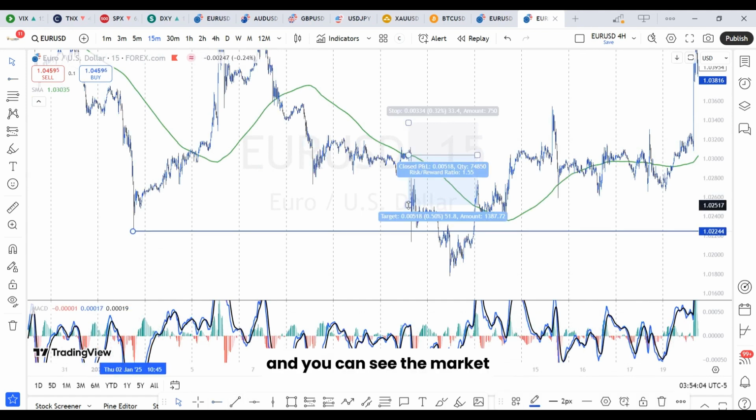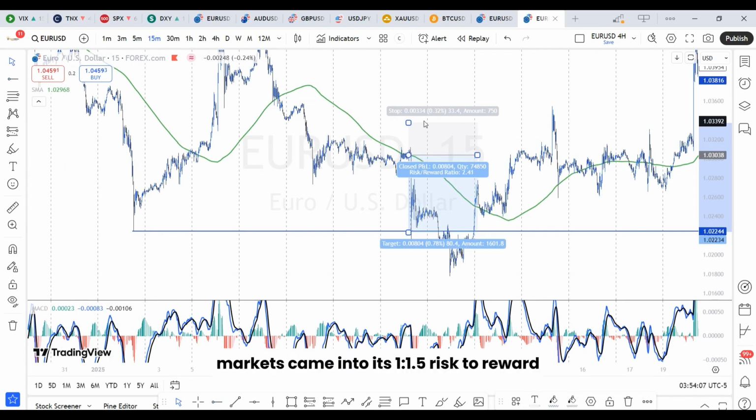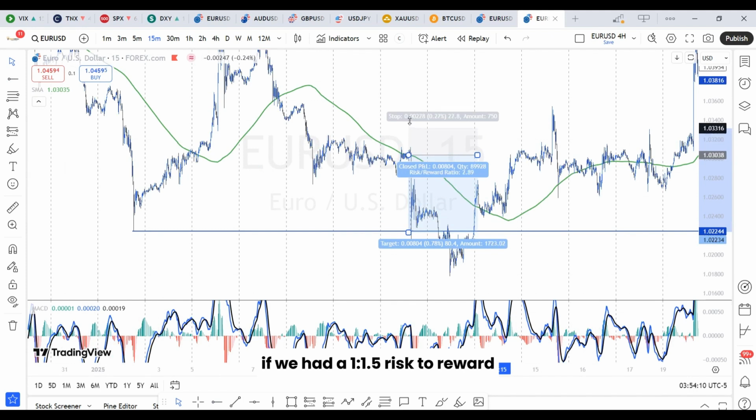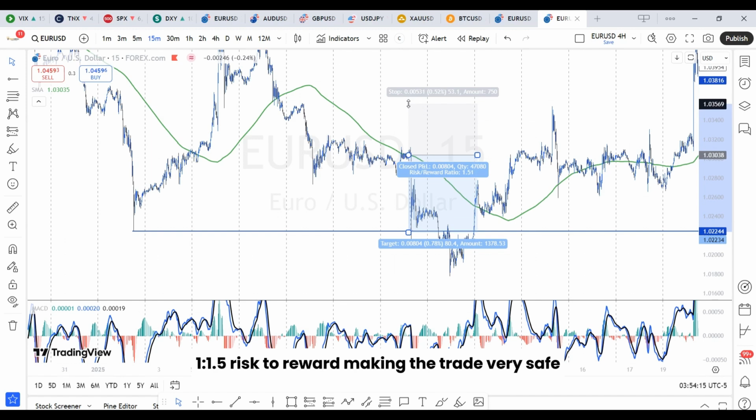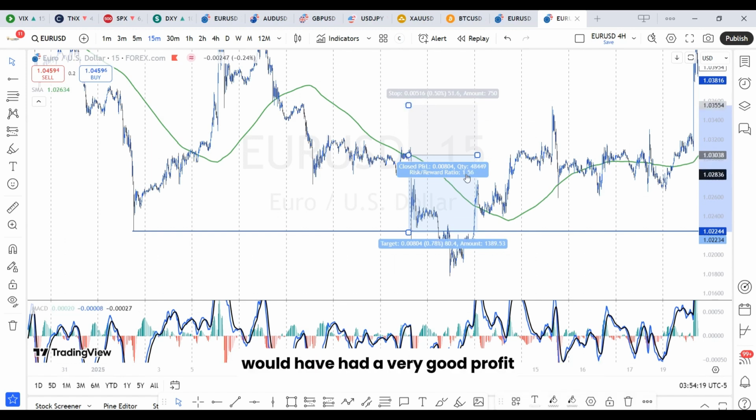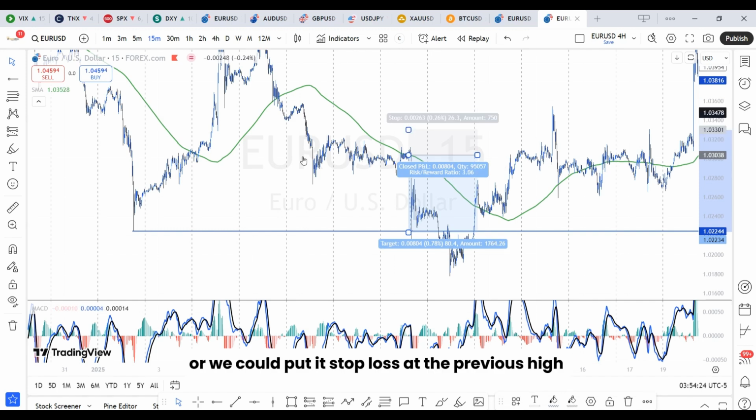And you can see the market came into it. If we had a 1:5 risk to reward, something around here, making the trade very safe, we would have had a very good profit. Or we could put the stop loss at the previous high here, and would have had a very good profit.